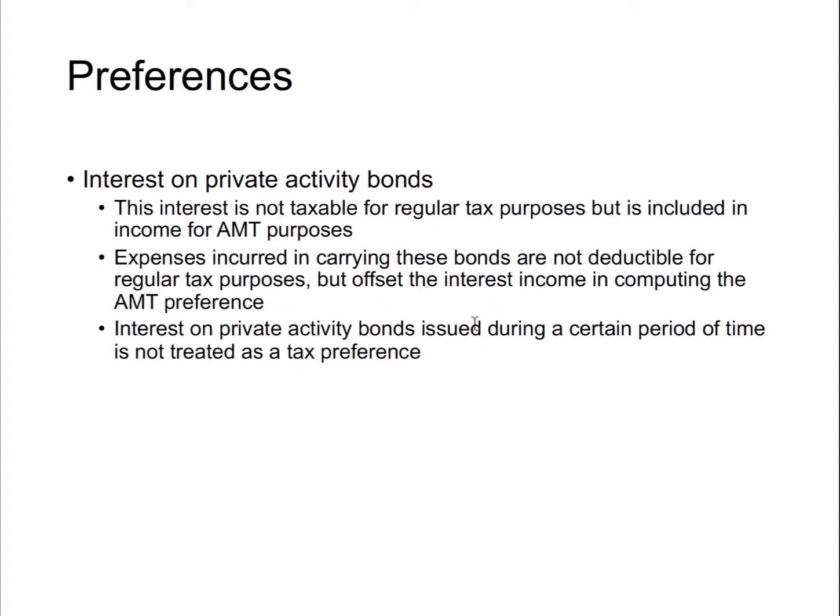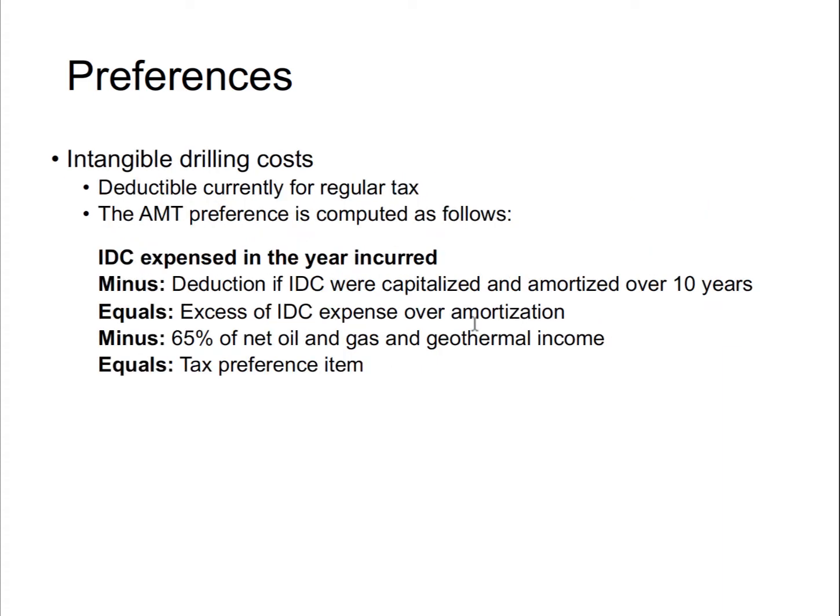Interest on private activity bonds. So as you know, for regular income tax purposes, you're allowed to exclude municipal bond interest, including most private activity bonds. However, for AMT purposes, you have to add back all private activity bond interest that was excluded from gross income. Very important to understand.